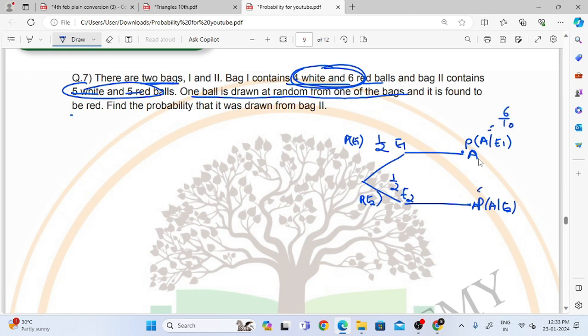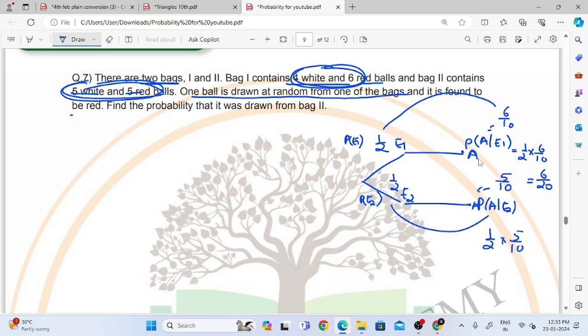Similarly in the second bag, total how many balls are there? 10. And we have to select red. Total how many red are there? 5. So the probability is 5 upon 10. Okay, now just multiply this. So 1 by 2 into 6 by 10, that is 6 upon 20, and multiply 1 by 2 into 5 by 10, that is 5 upon 20. Okay, 6 by 20 and 5 by 20.